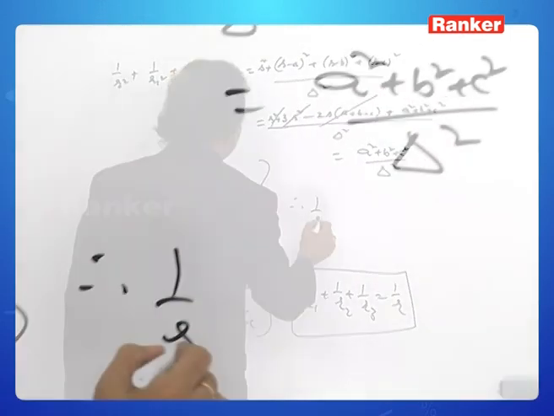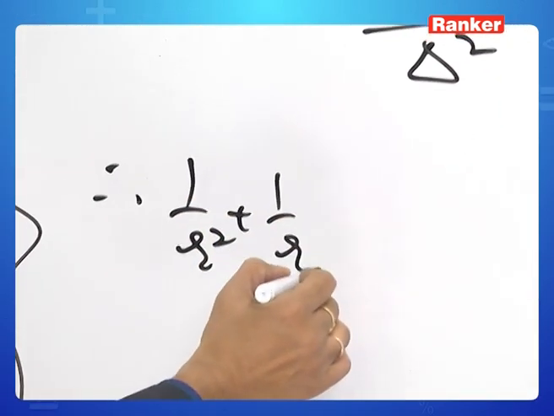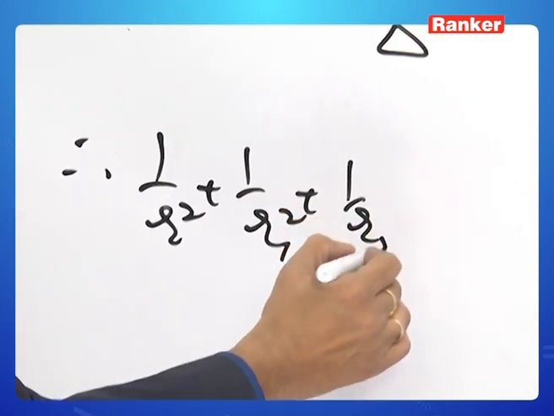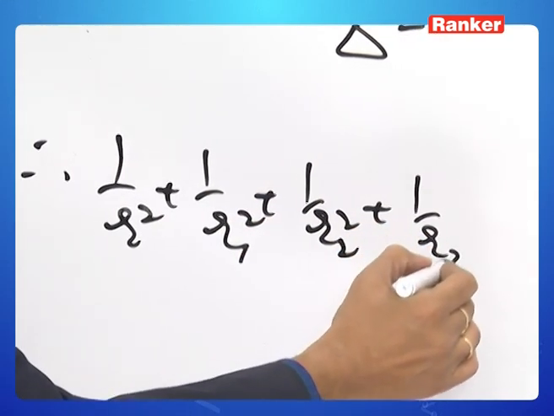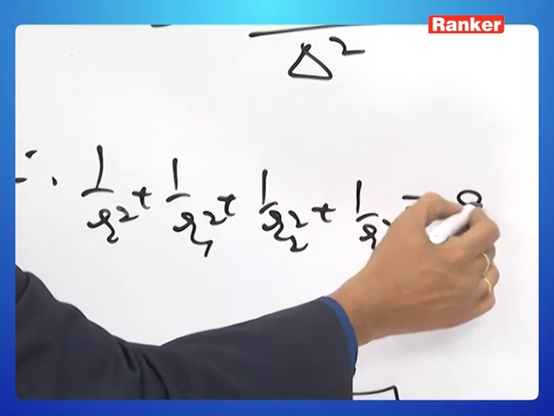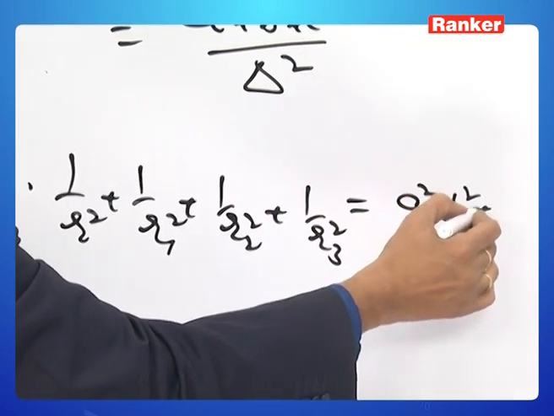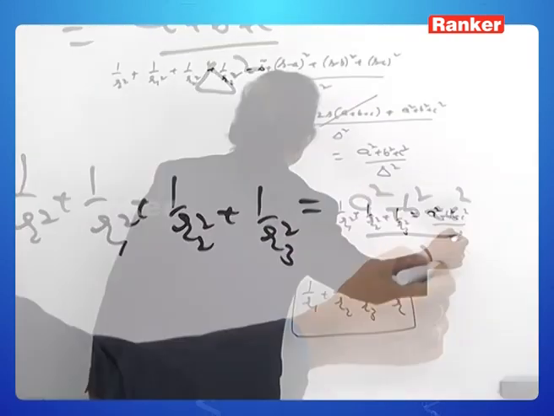So what is the ultimate result? 1 by r square plus 1 by r1 square plus 1 by r2 square plus 1 by r3 square. What is the answer? This is nothing but (a square plus b square plus c square) by delta square.